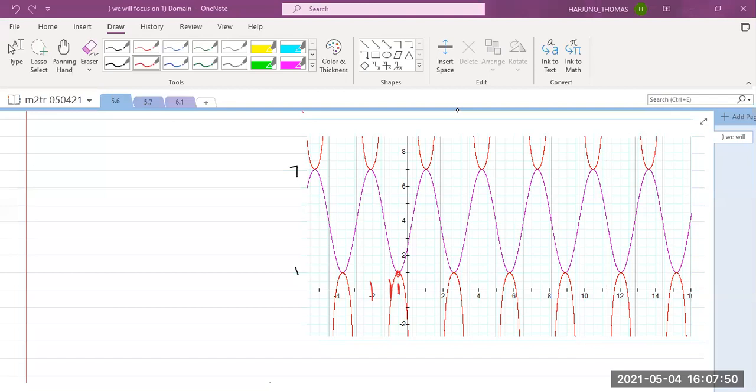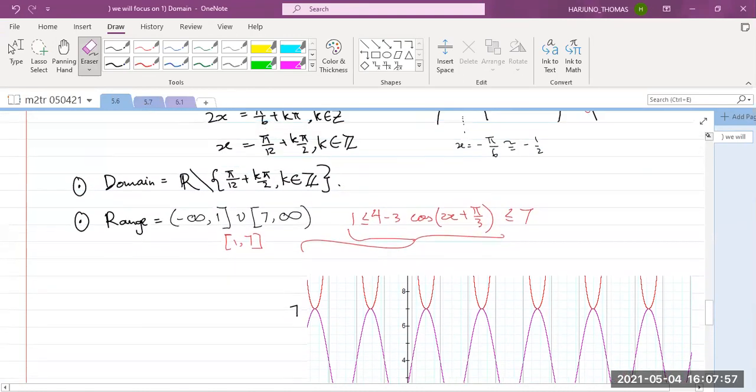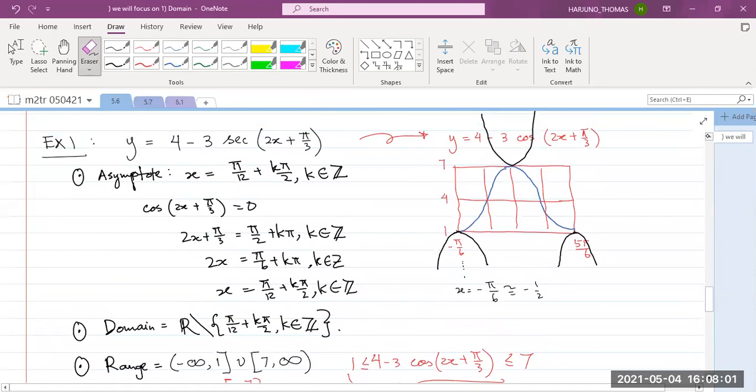For this question, I didn't ask the period. The period is 2 pi. However, cosine reaches 0 every pi. Cosine reaches zeros every some x, right? In this case, pi over 2, and every pi after that, and every pi before that. So even though the period of cosine is 2 pi, the period of getting zeros is pi. Does it make sense?